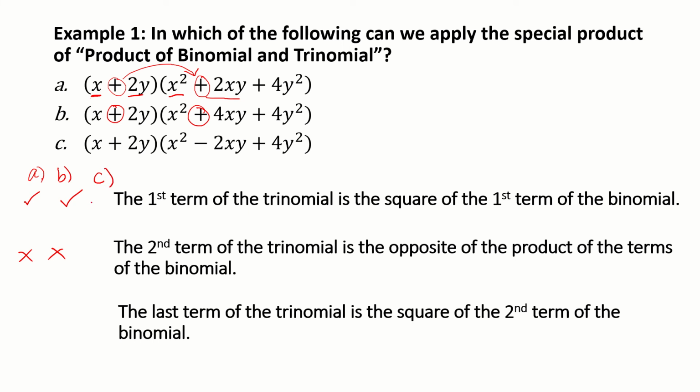So first, it's already okay because it's just the same as the first two. Now, the product of the two terms, x times 2y, is 2xy. This is a plus and this is a minus. So this is already a check. Then finally, you get the square of our second term, 2y. That's 4y squared, which is a check. So that means the answer is C.